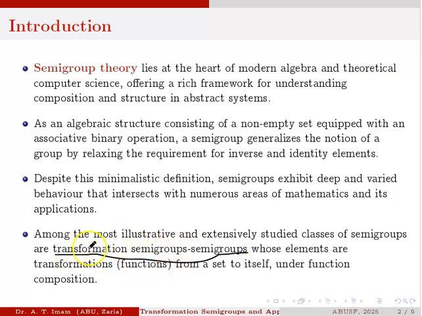The semigroups of transformations are semigroups whose elements are transformations or functions from a set to itself under the operation of composition. So these are the most studied, and they find application in many areas of mathematics and even outside of mathematics. And this is actually the semigroup that this course is all about. These are the classes of semigroup that this course is aiming to study.